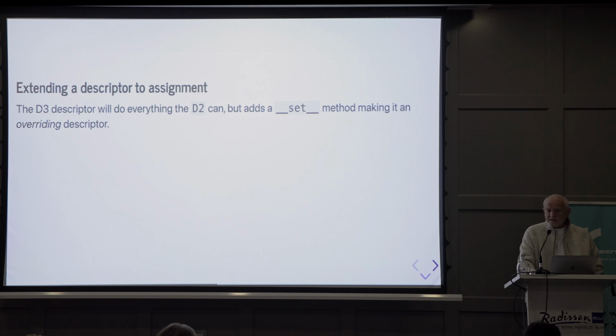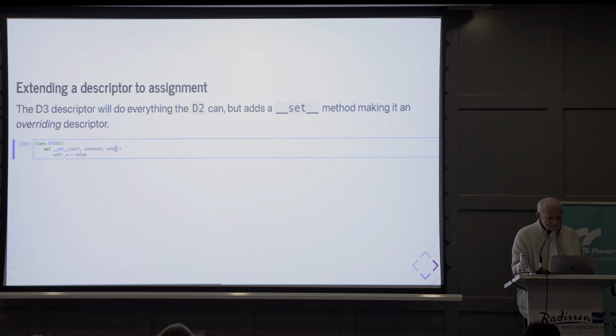So when we add a set method, __set__, I'll miss out the dunder from now on. Basically, D3 is the same class as D2 with the addition of a __set__ method. And as you might expect, it takes two arguments besides self, the instance that we want to change and the value that we want to change it to. So in this case, it will actually change the value of the _v local instance class variable.